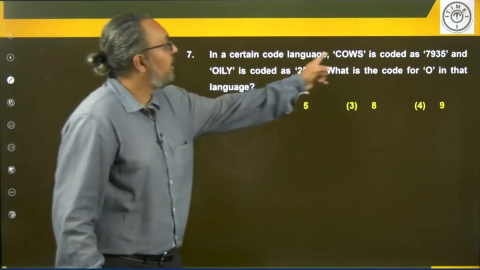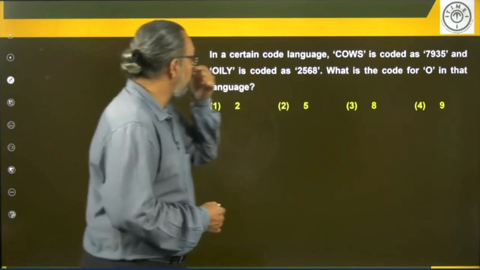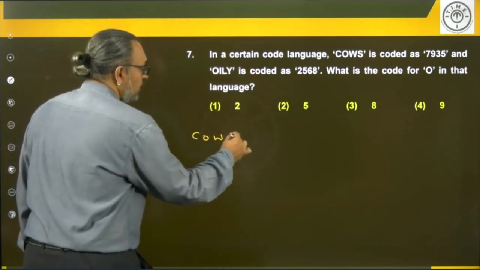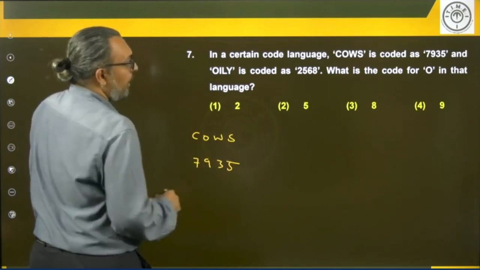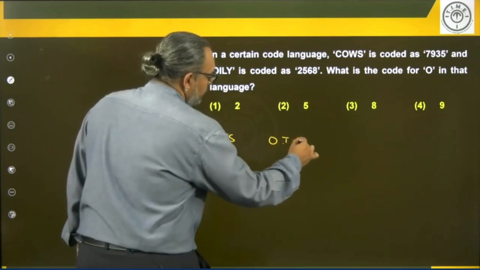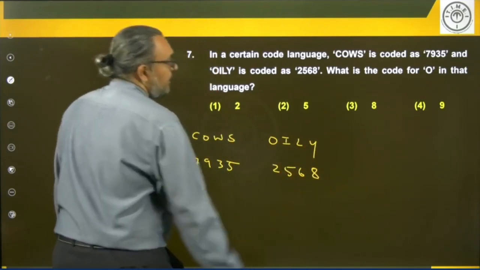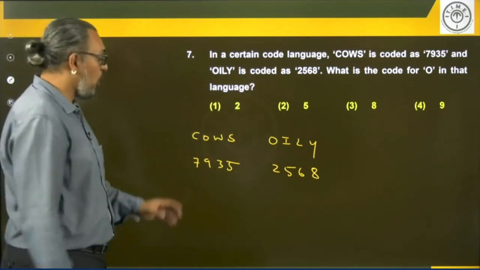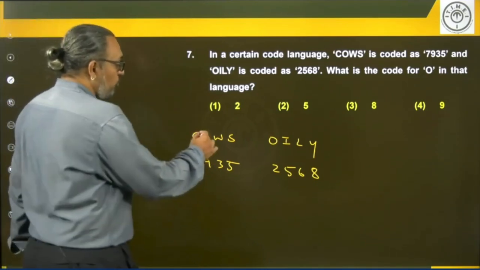Then, in a certain code language, cows is coded as, okay, 7935, and oily is coded as 2568. Now, it is asking what is the code for O in that language. So, obviously, it is not about the place values. So, what is the code for O?